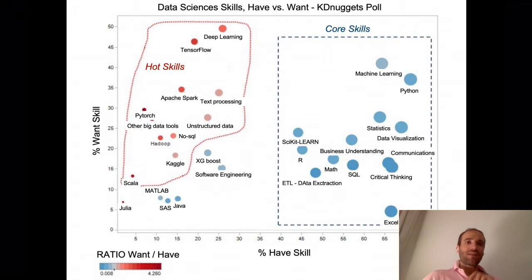This is the third chart. It's a scatter plot, and you can see, for example, here the color was used to indicate the ratio. So PyTorch is very hot, Scala, Julia are very hot, Excel is cold. So the skills were grouped in 2 groups, hot and cold, which is kind of an indicator of the market, where the market is going, or which skills are more monetizable.